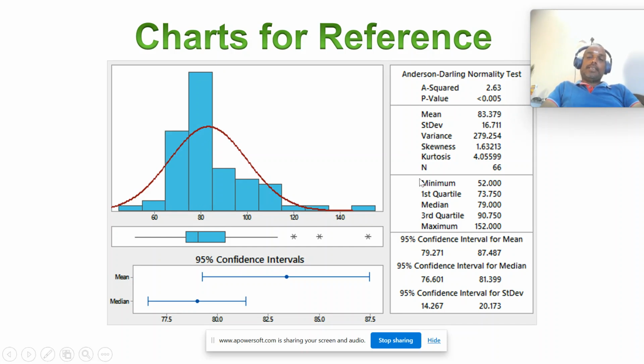You can see the minimum is 52. The first quartile is 73. The median is 79. The third quartile is 90, and the maximum is 152. This is how they are represented here. The confidence intervals of the mean, median, and standard deviation they have given are statistical values. We'll go deeper in the next session.